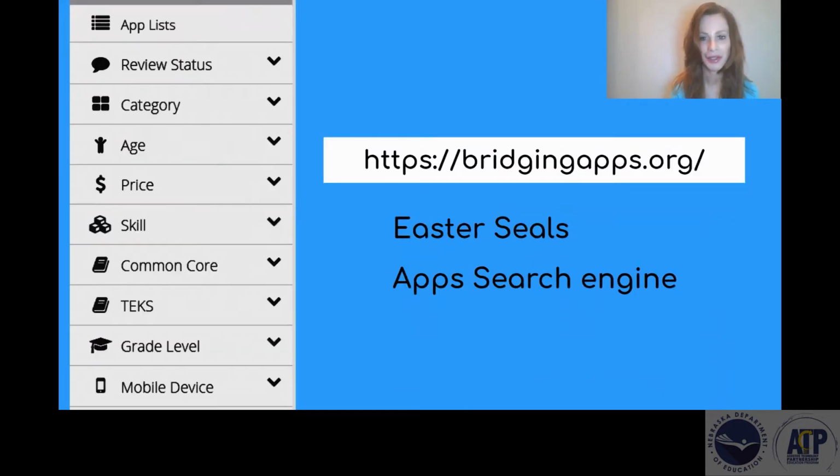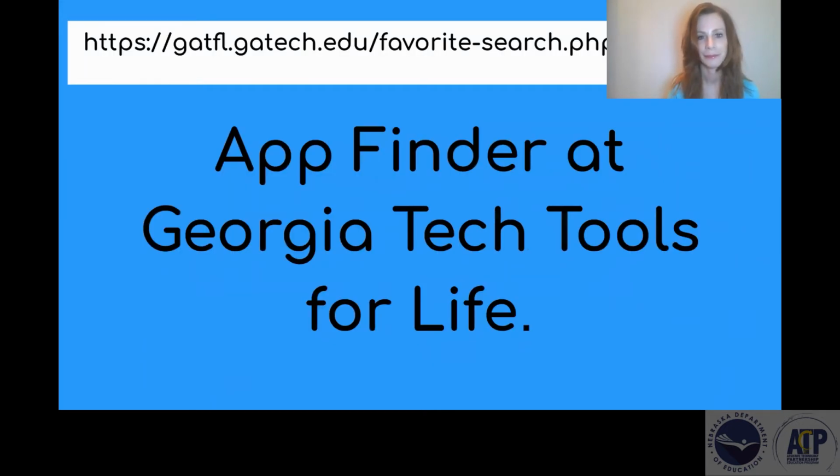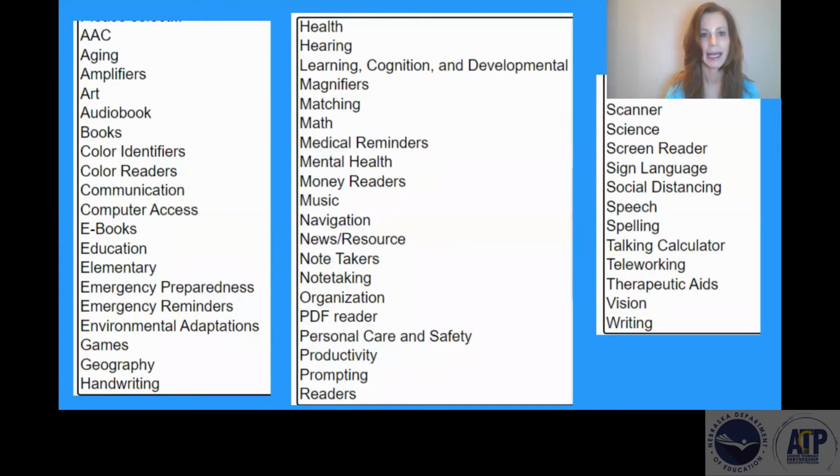It's by Easter Seals, and here are the categories on the left, which you can use to filter out what you're searching for. This is another great one, Georgia Tech Tools for Life. And look at all the areas you can filter out. Okay, so there's a lot of very specific areas that you can look for when you're looking for apps.